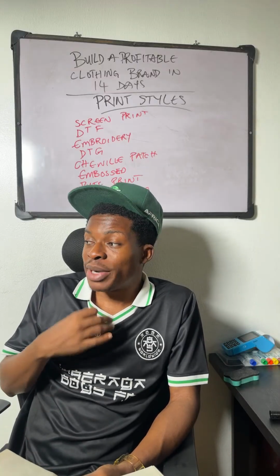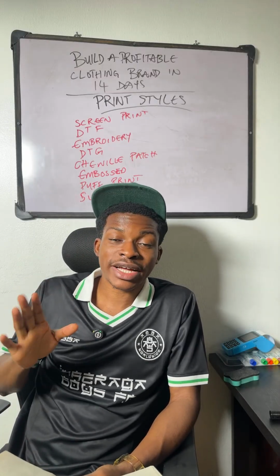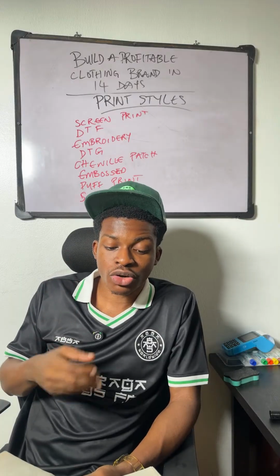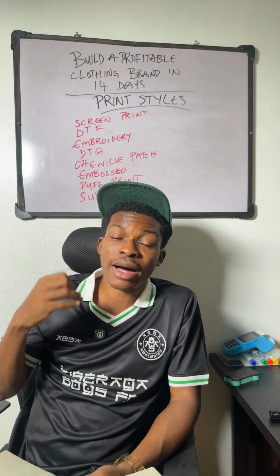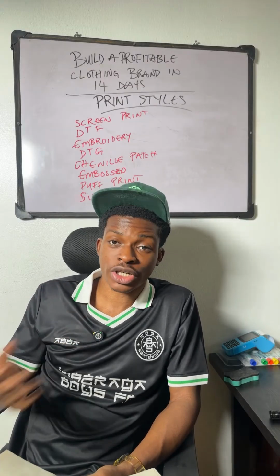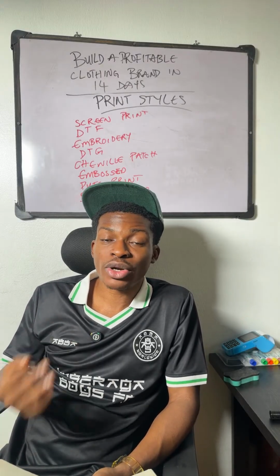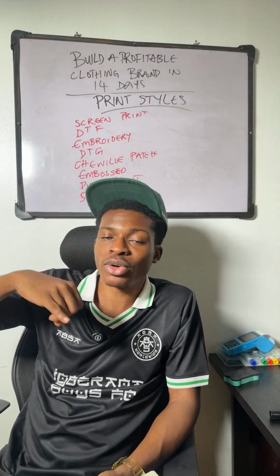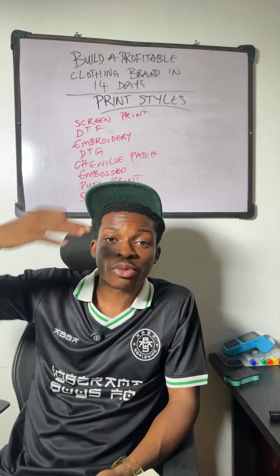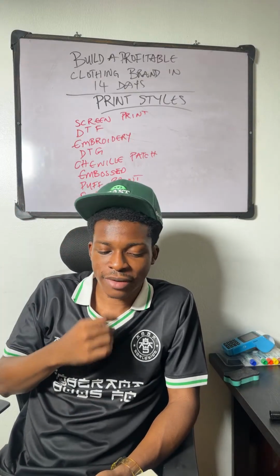Sublimation can print complex designs. So no matter how complex your design is, you can print it on sublimation. Sublimation is commonly used on polyester, like I said. And polyester, they mostly use it for jersey. The time they use polyester is for jersey. This is polyester. Nike jersey is polyester. You know, Adidas jersey, any football jersey you see is polyester.